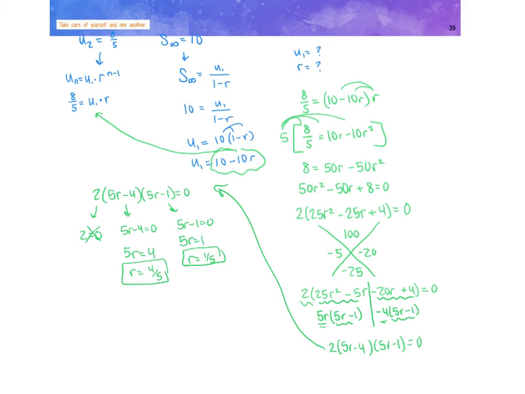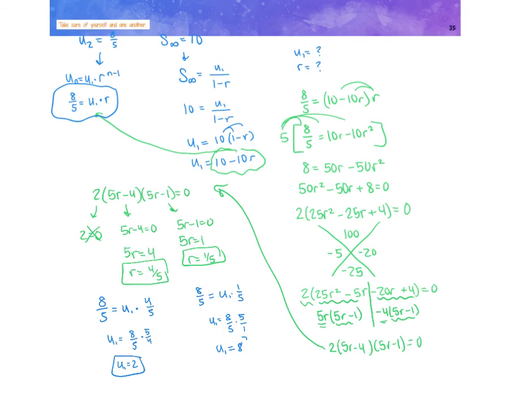Now we have to find the u1 for both. So let's see, what formula? I'm going to use this formula. So we have 8/5 equals u1 times 4/5. So I'm going to keep, change, flip, and u1 is 2. And then over here, I have 8/5 equals u1 times 1/5. So I'm going to keep, change, flip, and I get u1 equals 8. So when r is 1/5, u1 is 8. And when r is 4/5, u1 is 2.